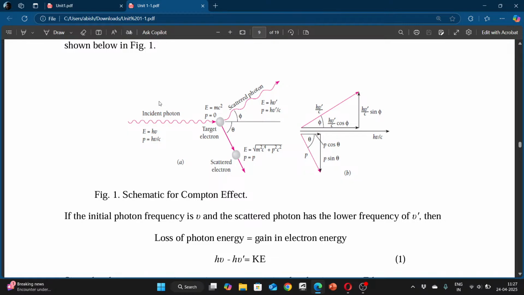Then we have the target is hit now. So we have a scattered photon, right? Draw that wave, scattered photon, having a phi angle with it. For that, E is equal to h mu dash and P equal to h mu dash by c. And for the target electron, there's a scattered electron, that is a straight line with an electron.